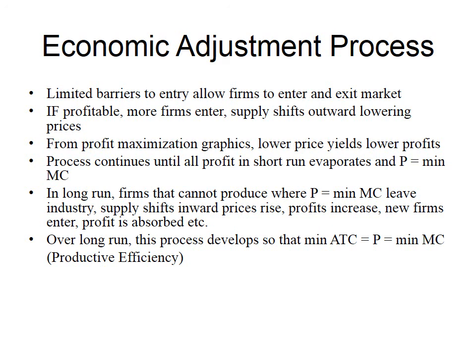Now in the long run, firms that can't produce where the price equals the marginal cost leave the industry, the supply shifts inward, prices rise, profits increase, new firms enter. As new firms enter, the price drops, profit is absorbed, etc., and the process continues ad nauseum. And so that concludes this very short lecture, and in the next one we'll get into imperfect competition, where we'll have a lot more to say.